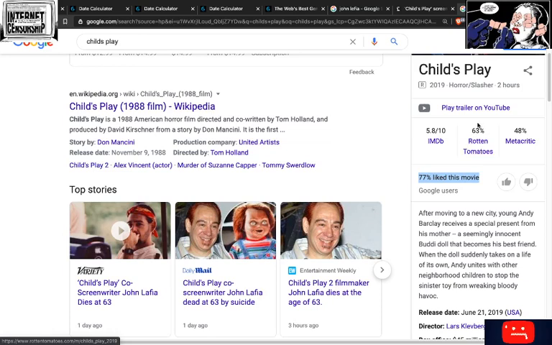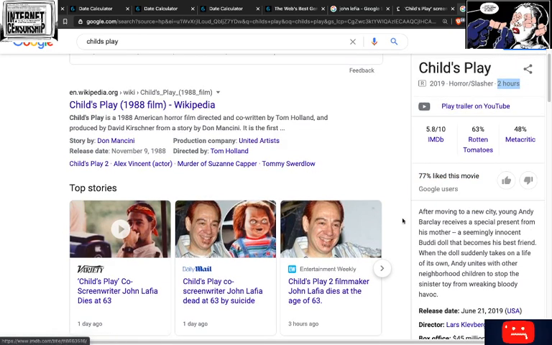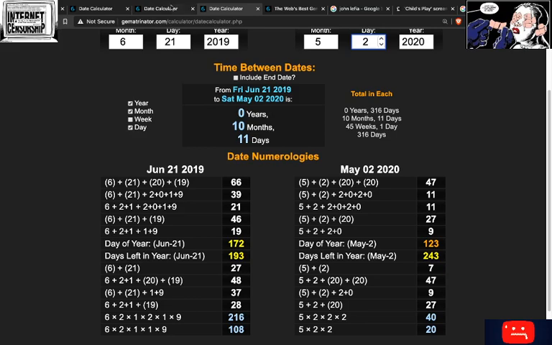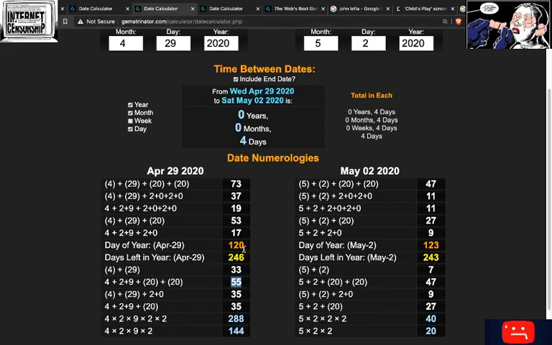He's dead at age 63. Look at this, 48 we've been talking about. At Metacritic, 48%. And again, look, 2 hours long, the new movie. Now, I don't know, obviously, if he had a part to play in this, but with 60 plus 60, it's 120, right? Now look, burnt, dude. Dead on a date numerology. Well, look, day of the year, April 29th, because it's a leap year, the 120th day. I'm done.